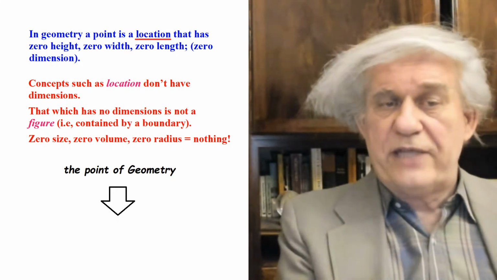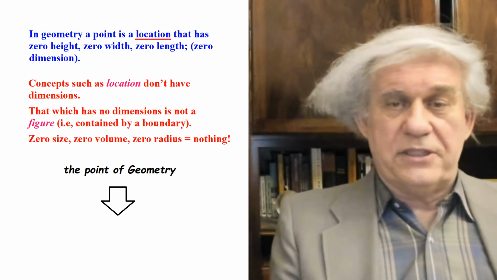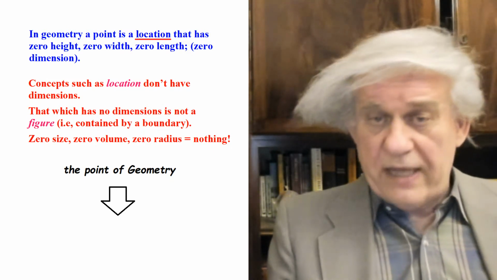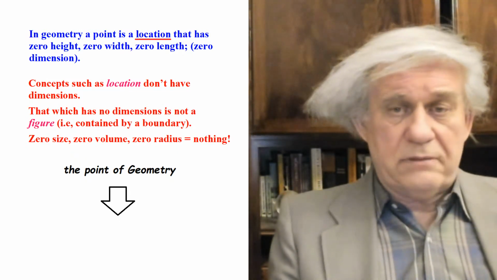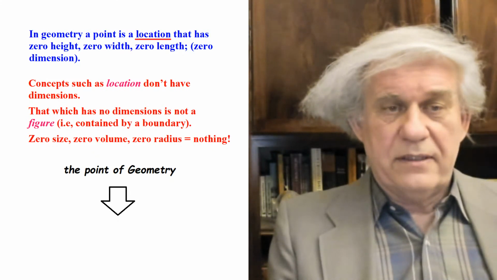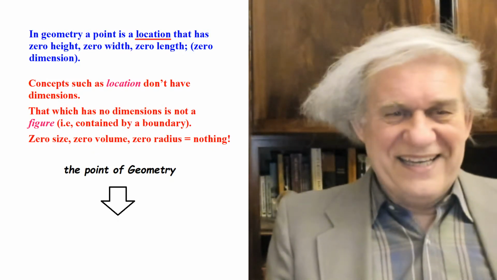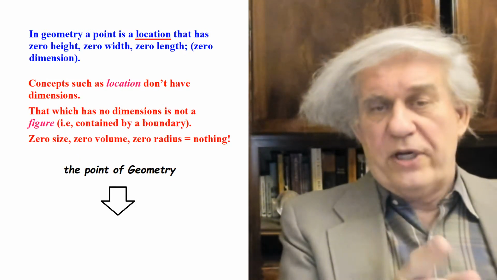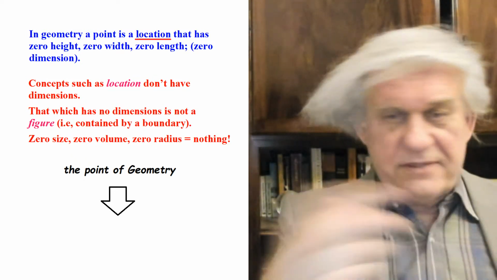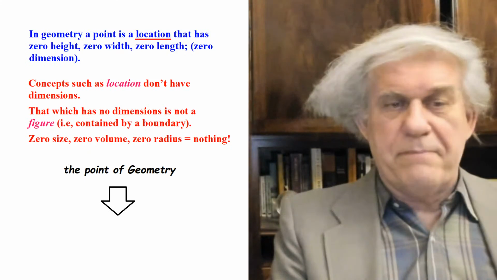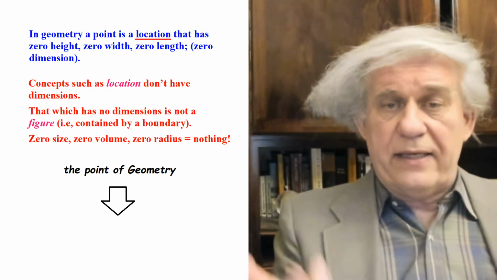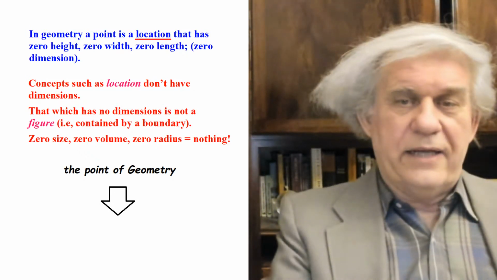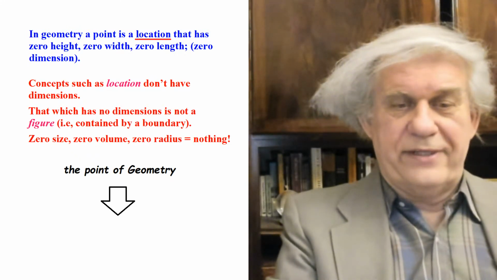So concepts such as locations don't have dimensions. I mean, does intelligence have dimensions, length, width, and height? Does energy have dimensions? Does mass have dimensions? Does a field have dimensions? What dimensions? Length, width, height? What dimensions do these concepts have? X, Y, Z was usually used for graphs. And that which has no dimensions is not a figure. So if a point has zero width, zero length, zero dimensions, well, so far you described nothing, and nothing is not a figure. So there you have the point of geometry right underneath the arrow there. That's what it looks like: nothing.